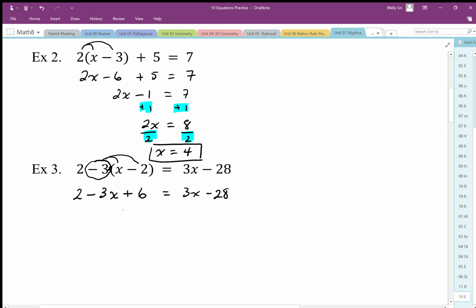So first thing I'm going to do is I'm going to combine my like terms. So I'm going to end up with 2. That's a positive 2. Remember, the sign in front indicates whether it's positive or negative. This is positive 6. So that's 8 minus 3x. I only combine my like terms. I do not combine the 2 and the 3x. They are not like terms.